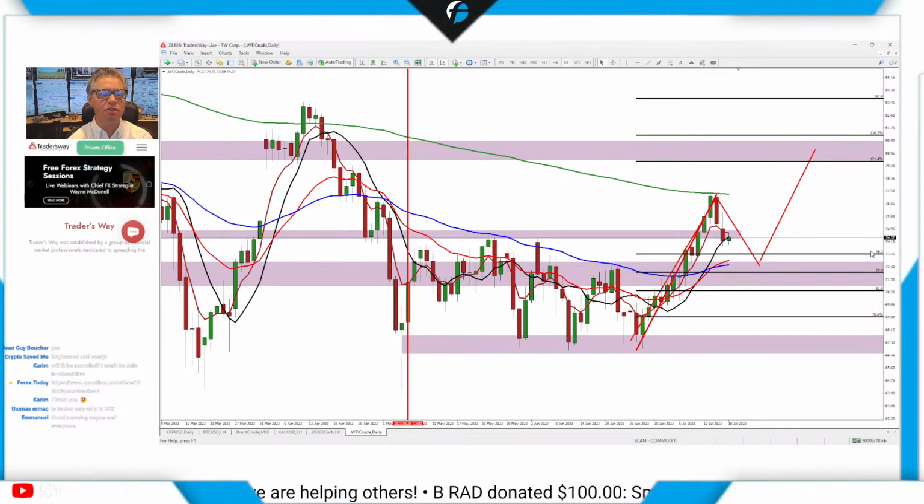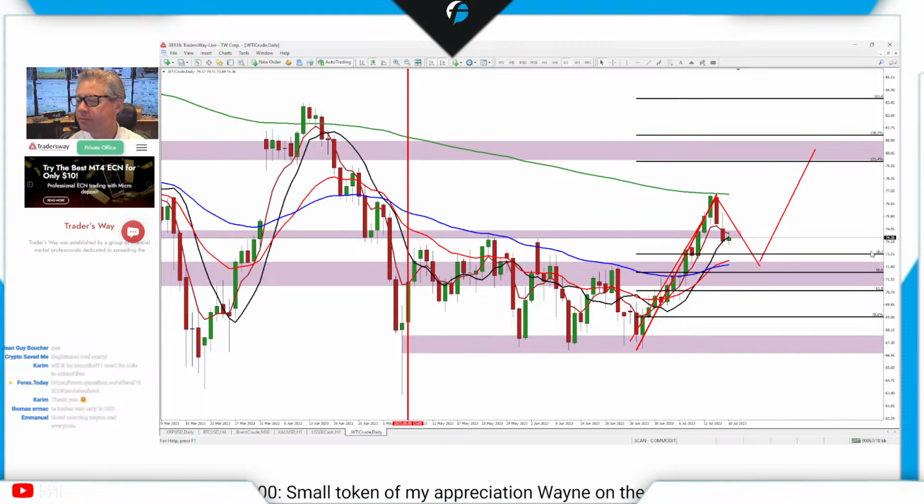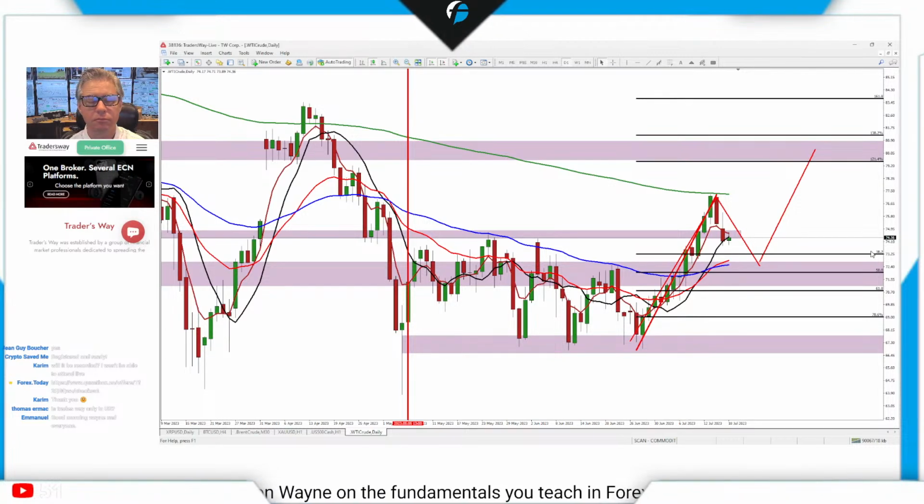Okay, is it plausible? Is it possible? What would you do in a scenario like this? This is my WTI, West Texas Intermediate. Very nice, huh?